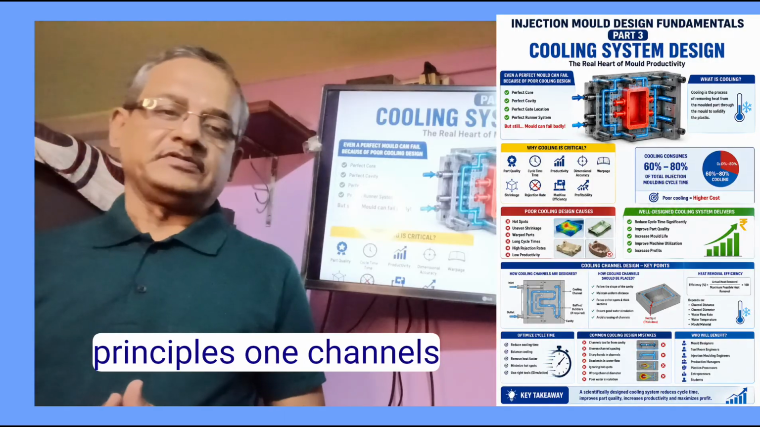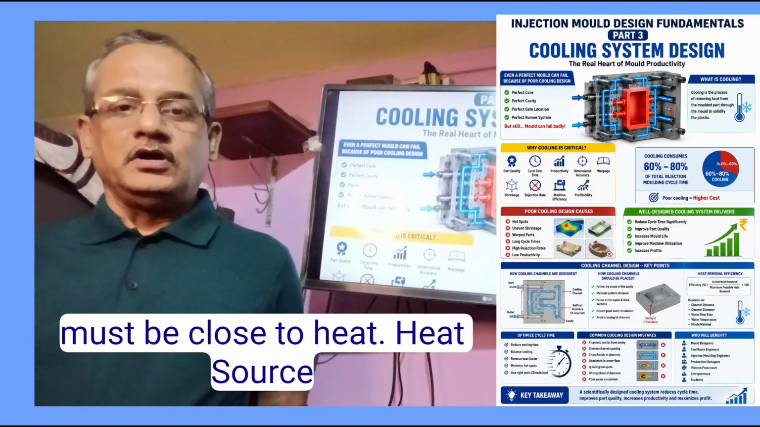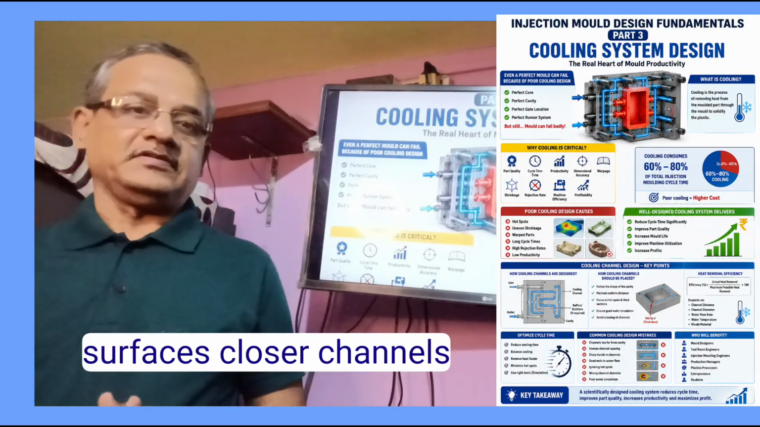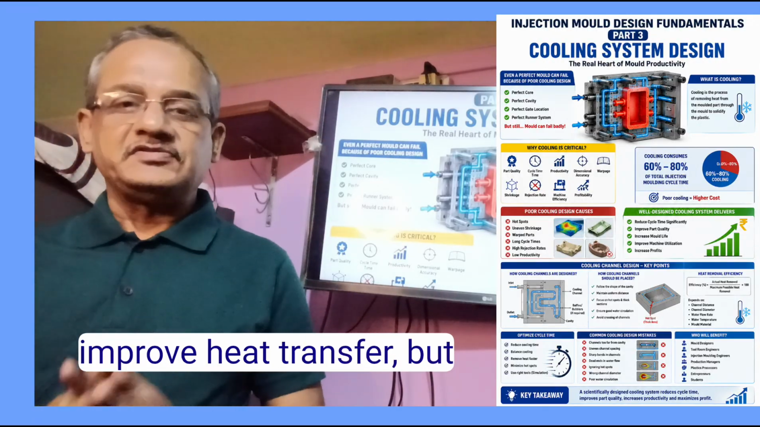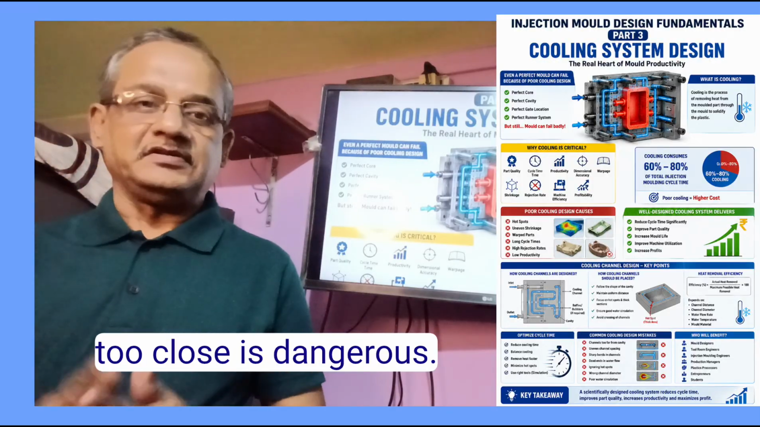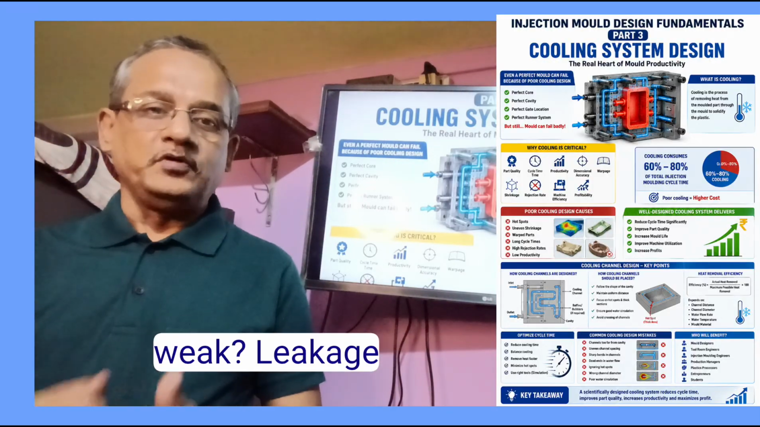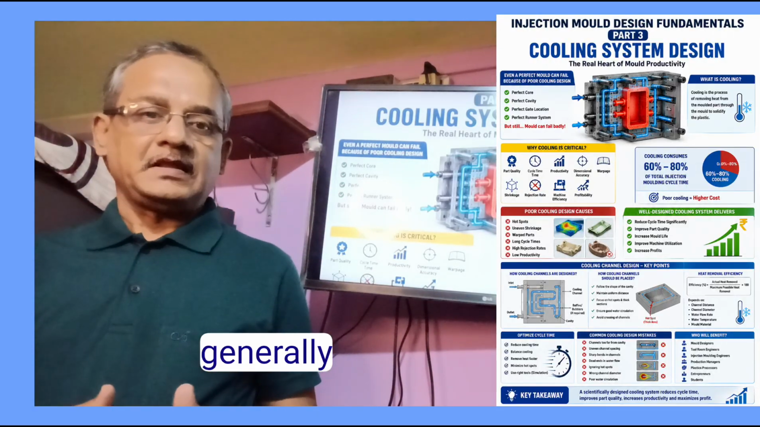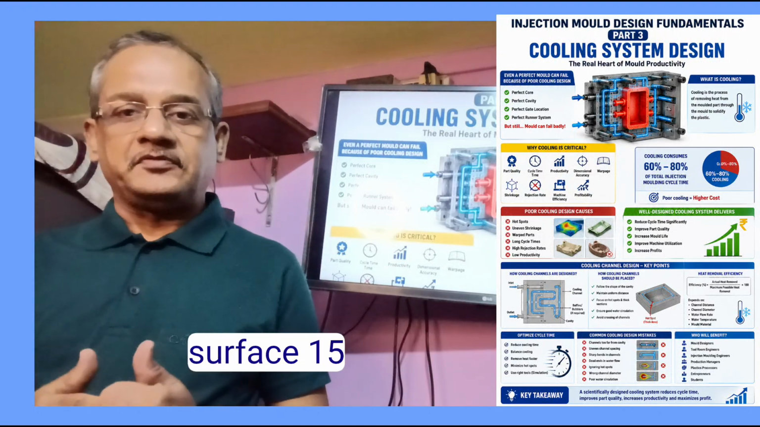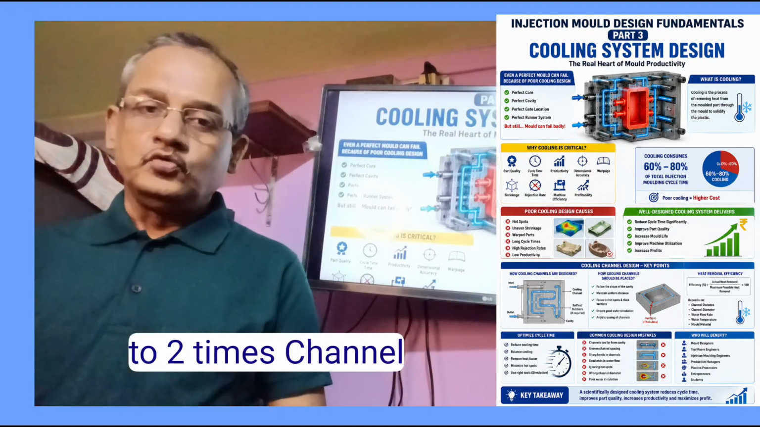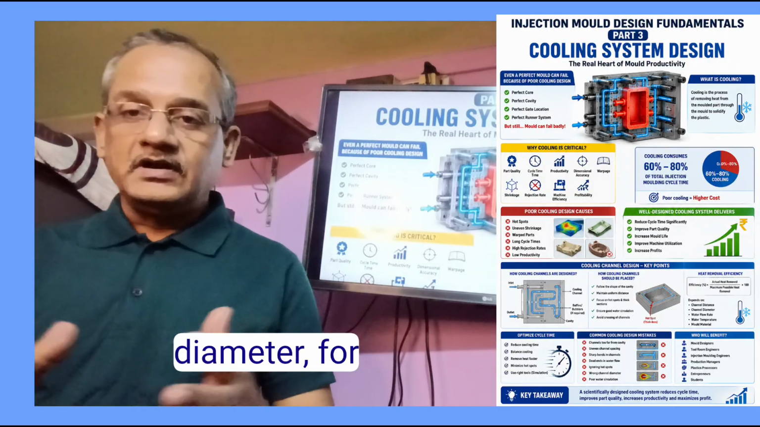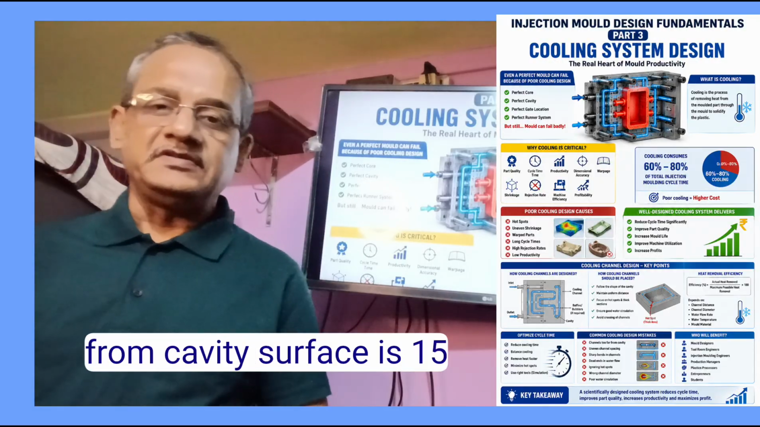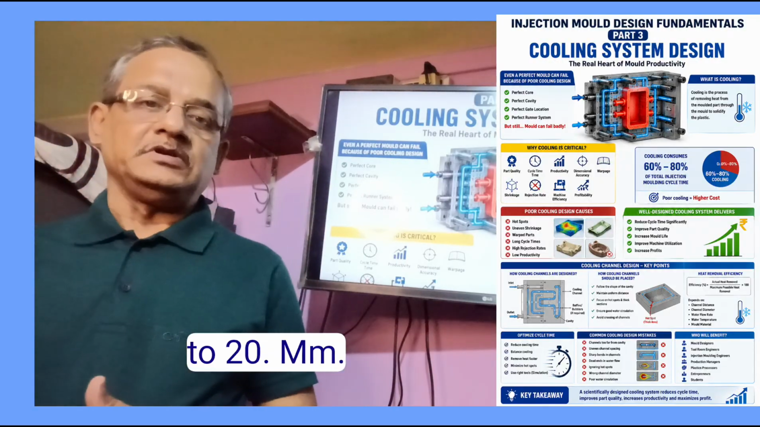So, basic principles of cooling design. There are several principles. Number 1: channels must be close to the heat source. Cooling channels should be placed near cavity and core surfaces. Closer channels improve heat transfer, but too close is dangerous. Why? Steel becomes weak and leakage risk increases. Generally, the channel distance from the cavity surface is 1.5 to 2 times the channel diameter. For example, if channel diameter is 10 mm, the distance from the cavity surface is 15 to 20 mm.